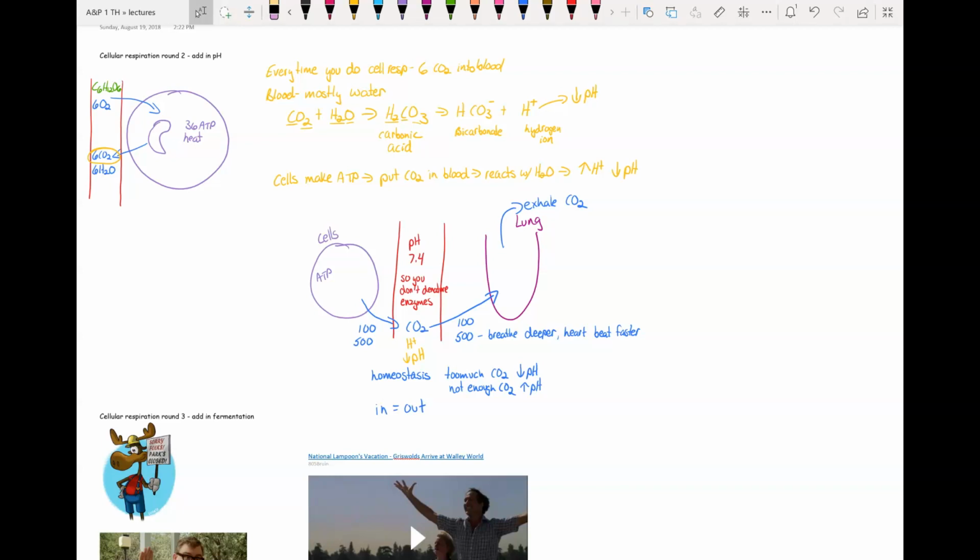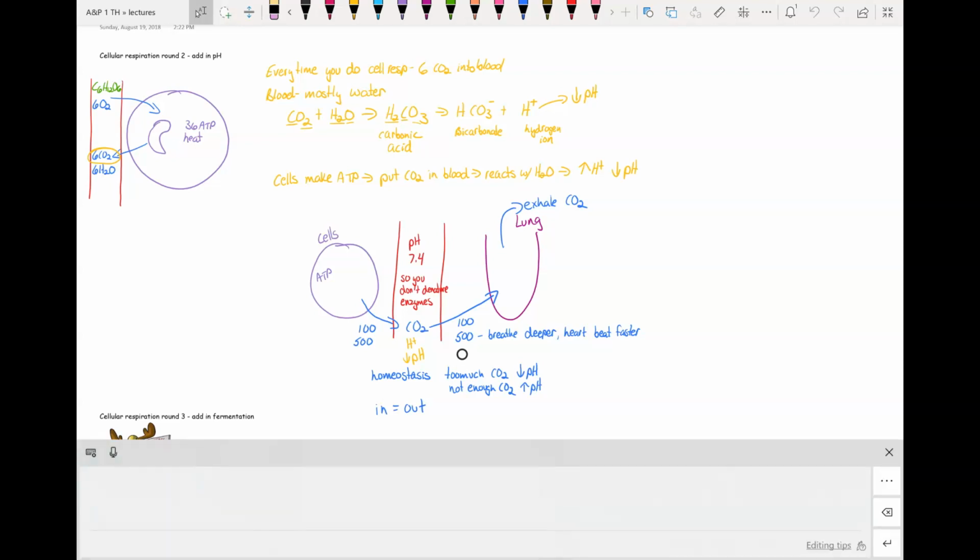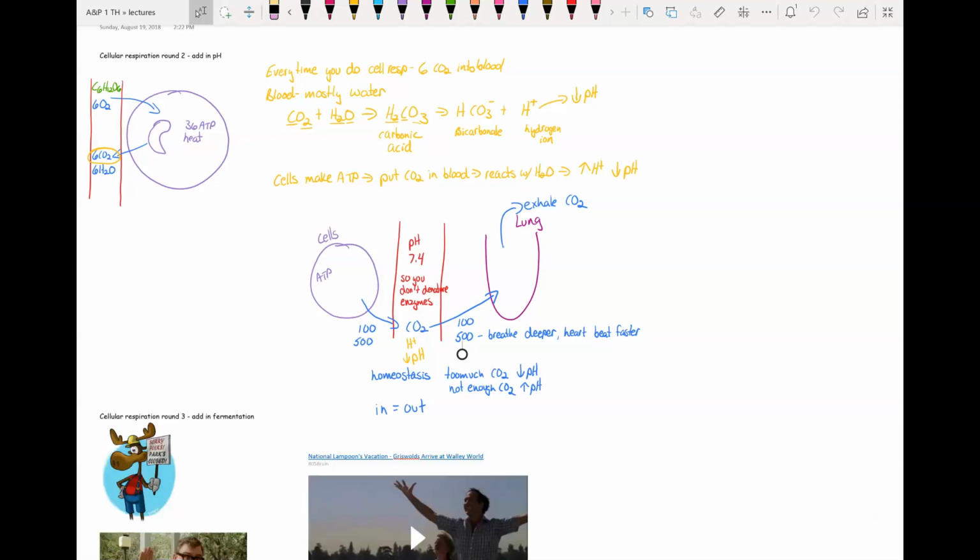And your breathing rate, the reason you breathe heavy when you exercise is to get rid of that extra carbon dioxide so you can keep your pH at 7.4. A lot of people want to say, oh, you breathe heavy so you can get more oxygen. You do use more oxygen when you exercise, but that's not why you breathe heavy. You breathe heavy to get rid of the extra carbon dioxide and keep your pH at 7.4.